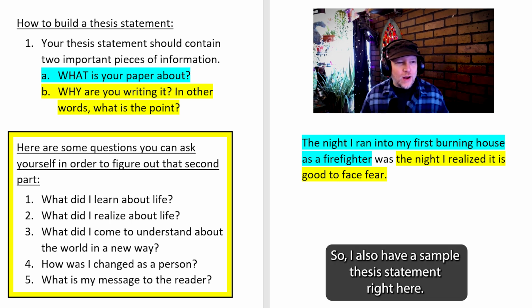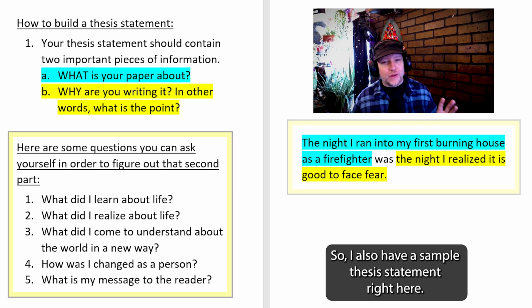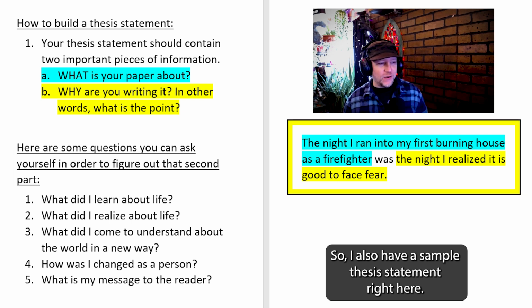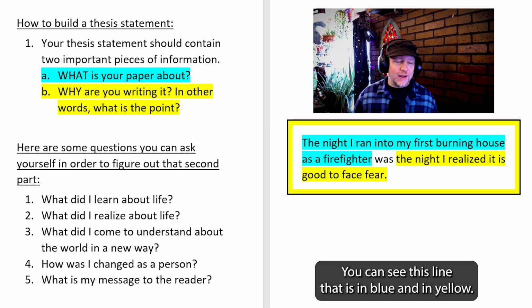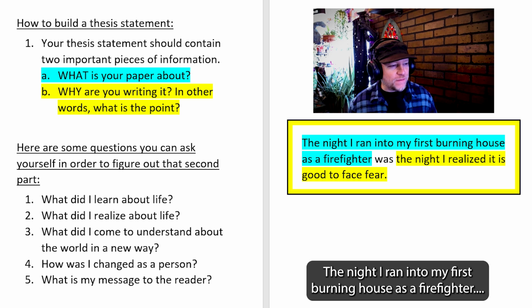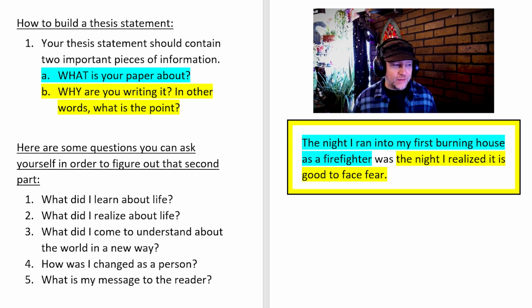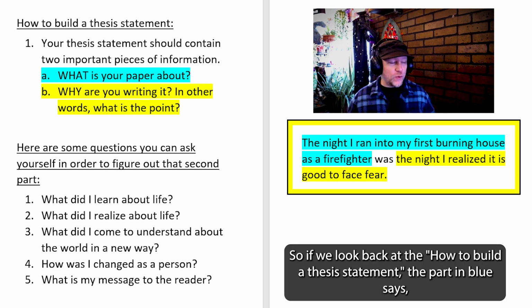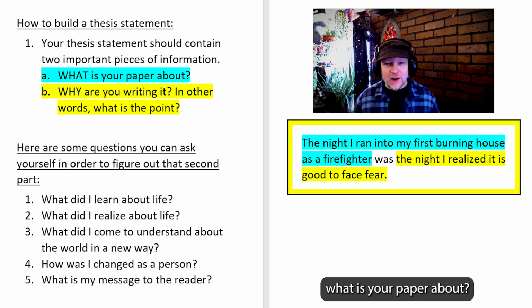All right, so I also have a sample thesis statement right here. You can see this line that is in blue and in yellow. Okay, so what's the blue part? The night I ran into my first burning house as a firefighter. Okay, that's the story. So if we look back at how to build a thesis statement, the part in blue says, what is your paper about?